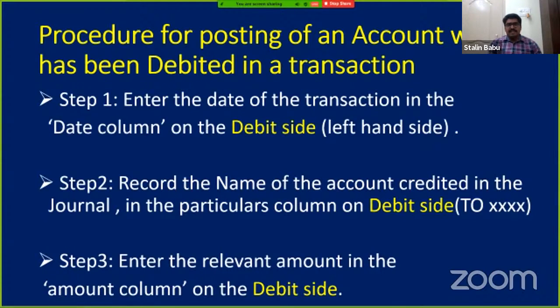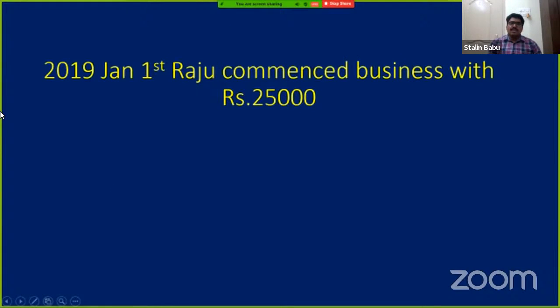Let us see one example. 2019, January 1st, Raju commenced business with rupees 25,000. That means Raju started business with 25,000. So what is the journal entry? What is coming into the business? Cash. Who is the giver of the cash? Raju. Then what is the journal entry? Cash account debit to Raju's capital account.